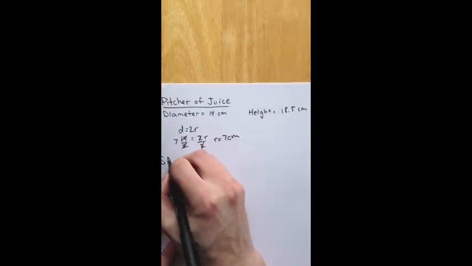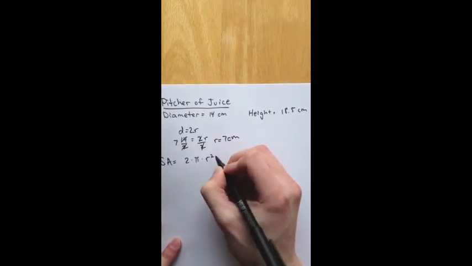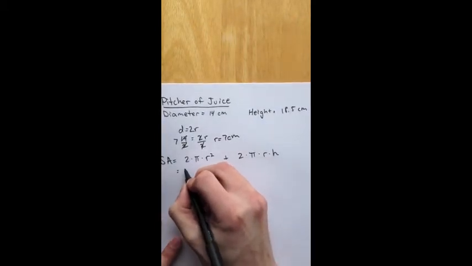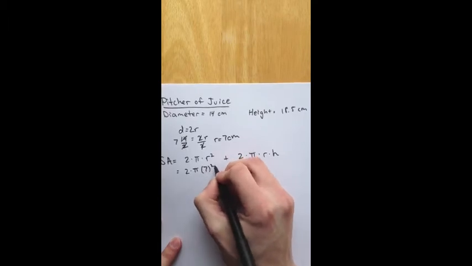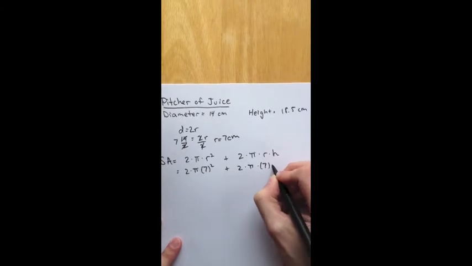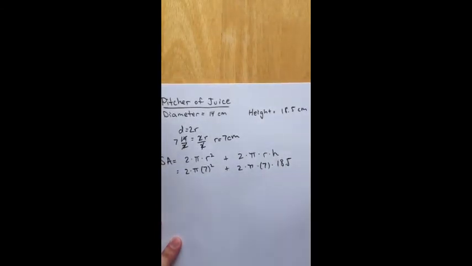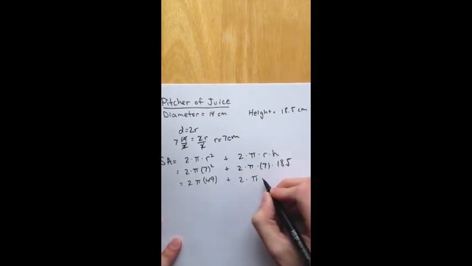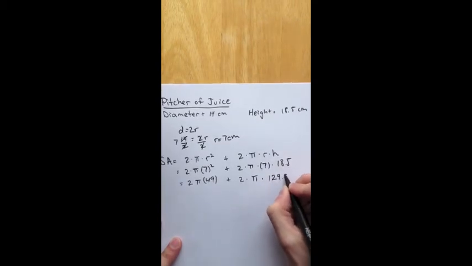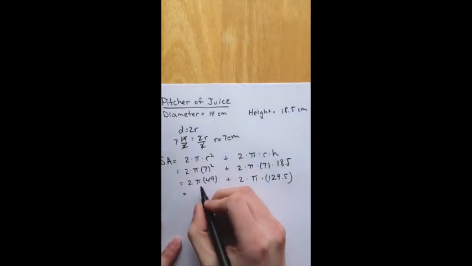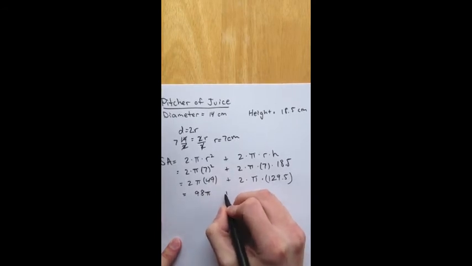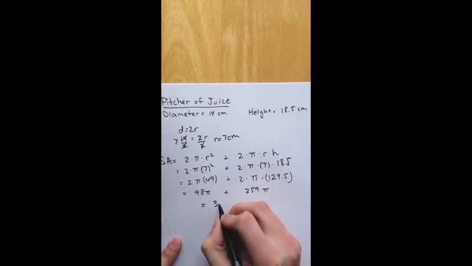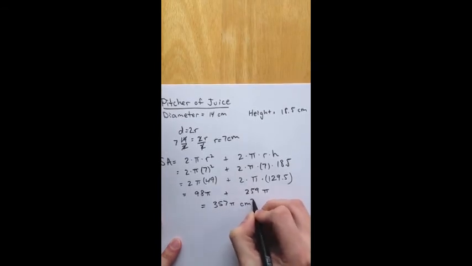We'll start off with surface area. Surface area equals 2 times pi times radius squared plus 2 times pi times radius times height. Plug everything in. You have 2 times pi times 7 squared plus 2 times pi times 7 times 18.5. All right, and then we have 2 times pi times 49 plus 2 times pi times 129.5. Keep going with our calculators. That equals 98 pi plus 259 pi. And that gives us a total of 357 pi centimeters squared.